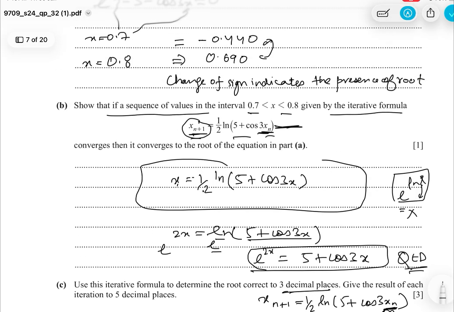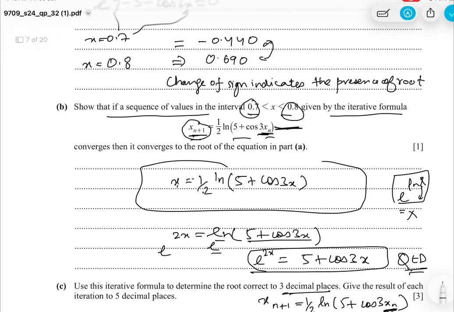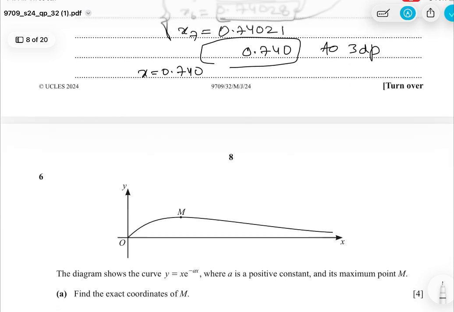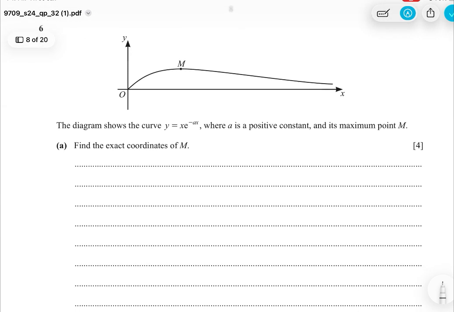We all know that the root was between 0.7 and 0.8. So you can start from 0.7 or you can start midway between them, that is 0.75. You can start from any value between them and you will reach the answer. Okay. Now let us move on to the next question.